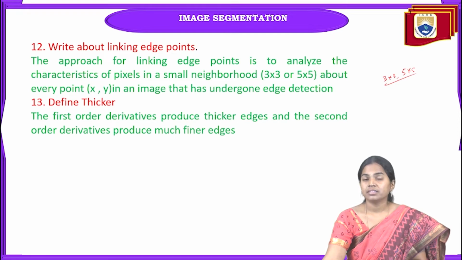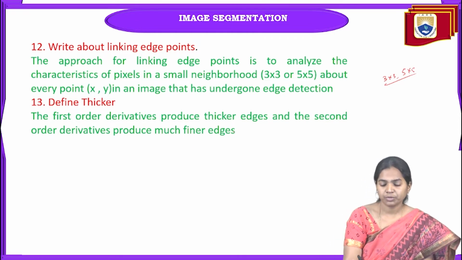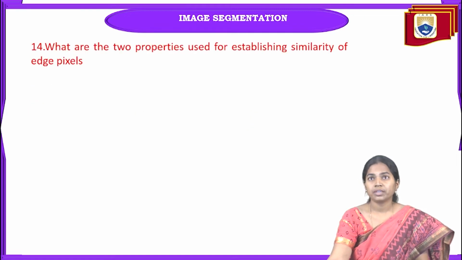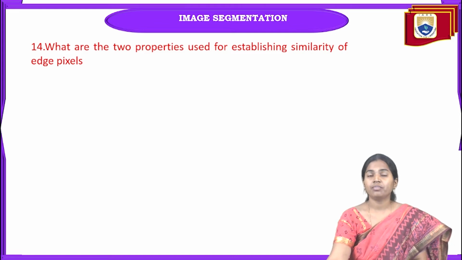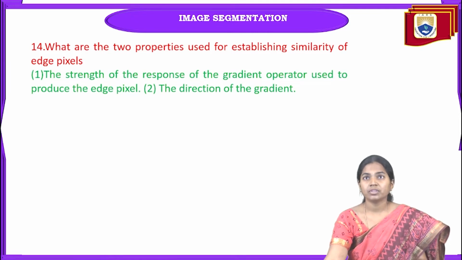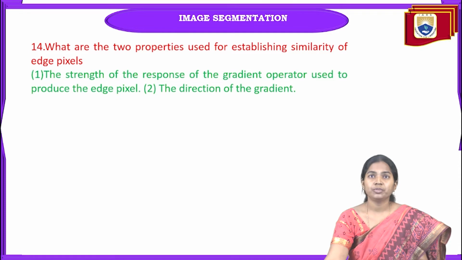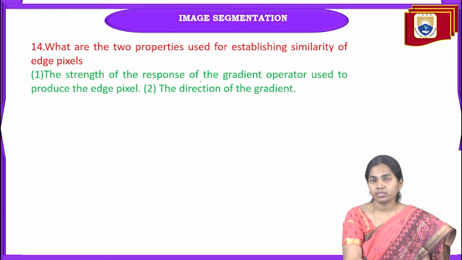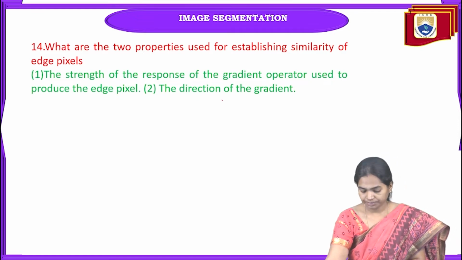Define thicker. The first order derivatives produce thicker edges and the second order derivatives produce much finer edges. What are the two properties used for establishing similarity of edge pixels? The first is the strength of the response of the gradient operator used to produce the edge pixel, and the second is the direction of the gradient.